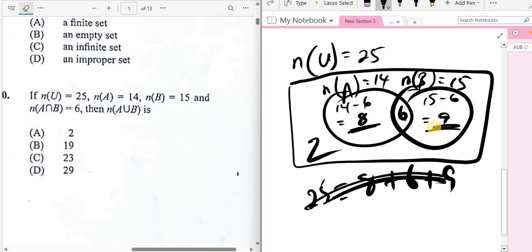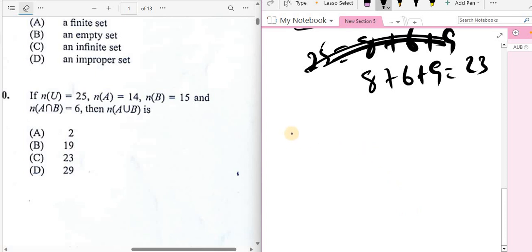What do you ask for? A union B? Okay, so that'll be what? 8 plus 6 plus 9. What's the answer? 23. So the answer is C. It simply means that we're going to have a 2 outside. Okay, universal, it doesn't mean that it's only going to be in A union B only. You're going to have a section outside as well, right?